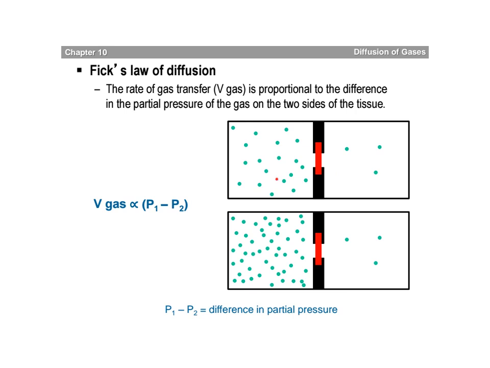Now, what would happen if we increase the concentration gradient? So we have a certain partial pressure, say P1 on the left side and P2 on the right side. What if we increase the partial pressure on the left side? So P1 is now greater, we're maintaining P2 constant. Well, now the pressure difference, or P1 minus P2, is greater, and this leads to a proportional increase in the rate of gas transfer. So V gas is proportional to P1 minus P2. So for example, if we make P1 minus P2 twice as big, then the rate of transfer of gas will also be doubled.